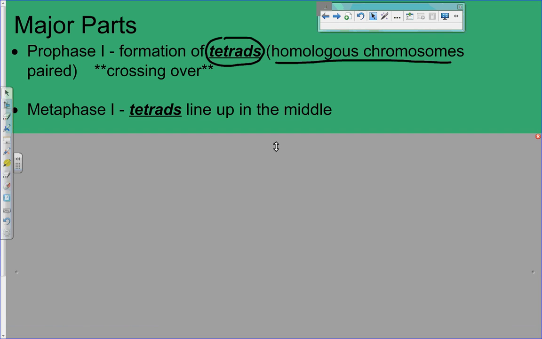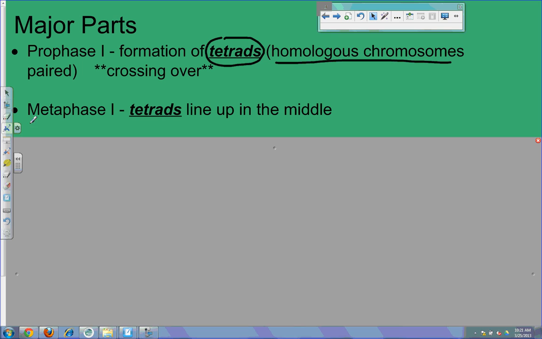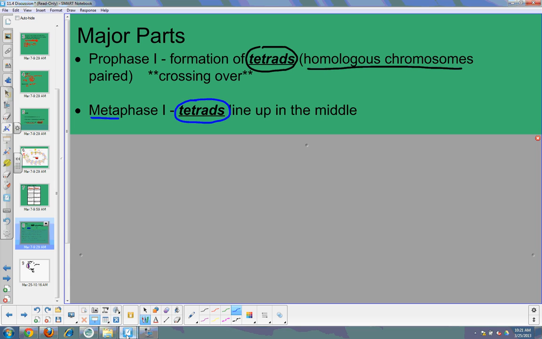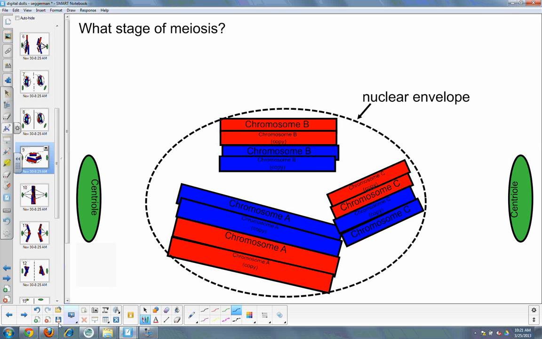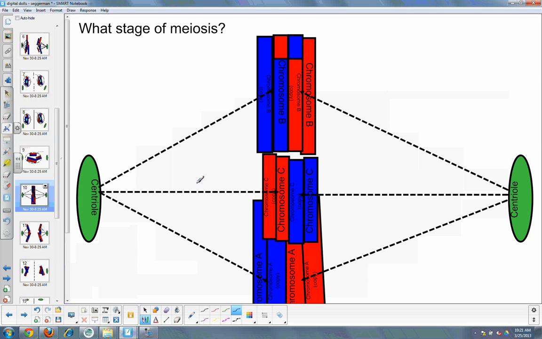So here's our metaphase 1 during meiosis. Notice, ooh, I forgot I did that. See, we've got some crossing over that happened there. So here we have our tetrads lined up towards the middle. Notice the orientation, that's very important. They're lined up this way, not this way, okay?